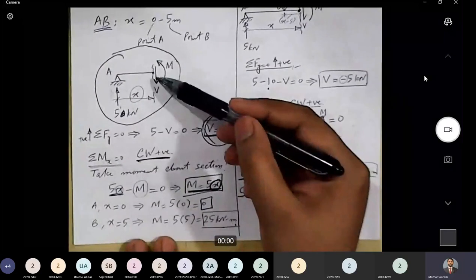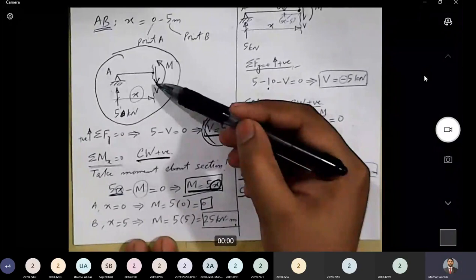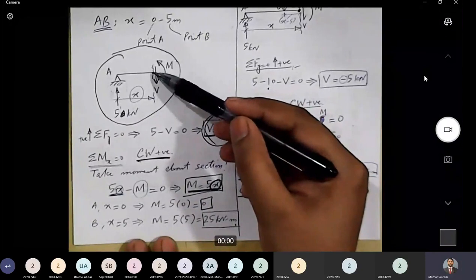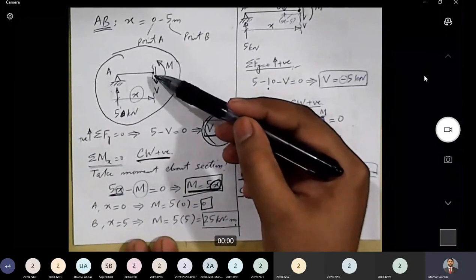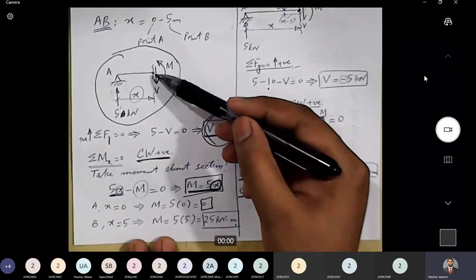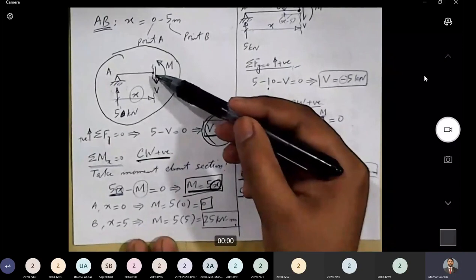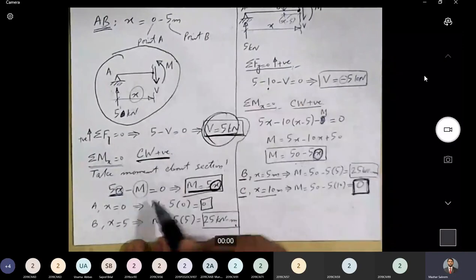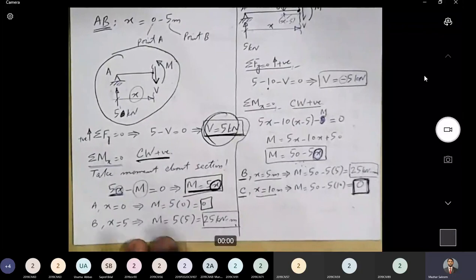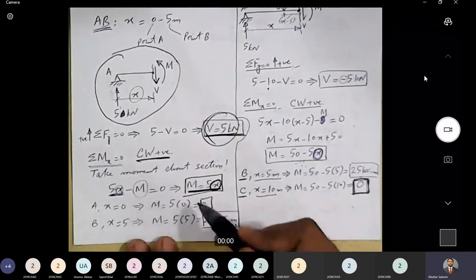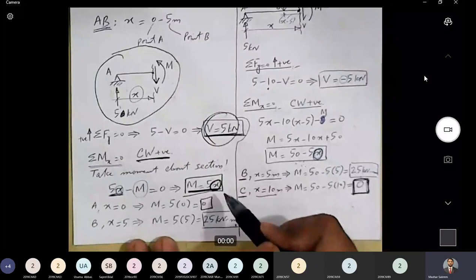Now, what about this force V? Will this produce any moment about the section? No, it will not produce any moment about the section because it is passing through the section. So the lever arm is equal to 0. So 5x minus M equal to 0 is the equation of moment. Now let's rearrange this. We get M is equal to 5x.